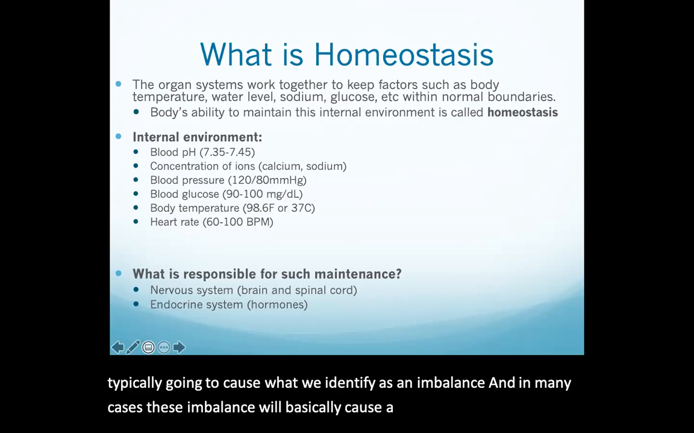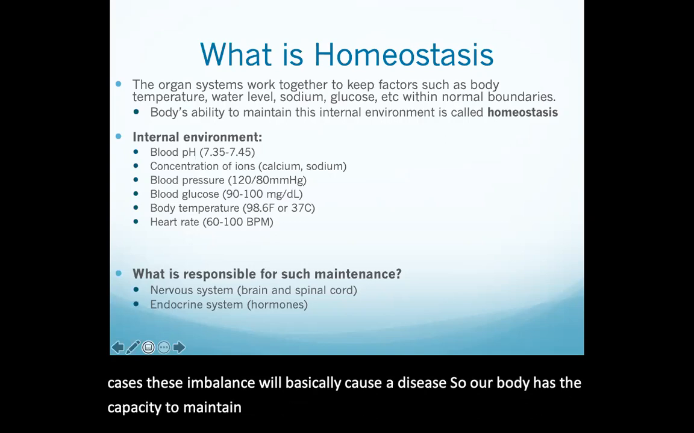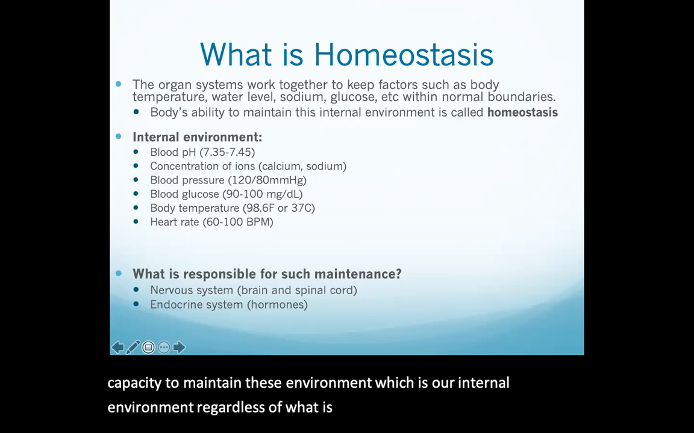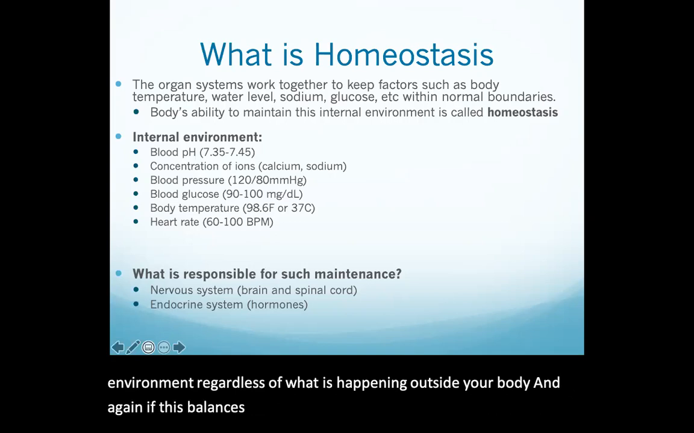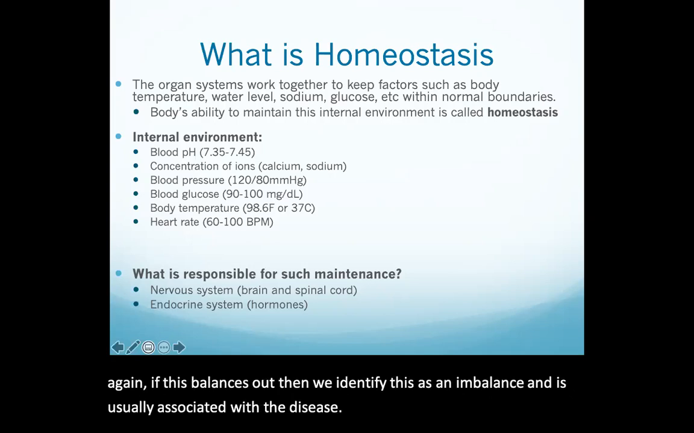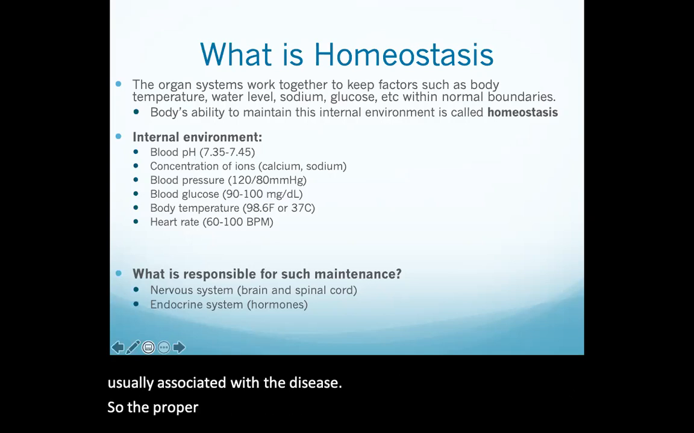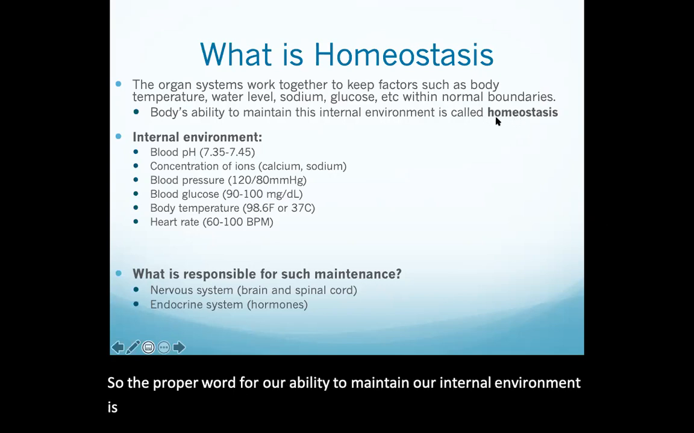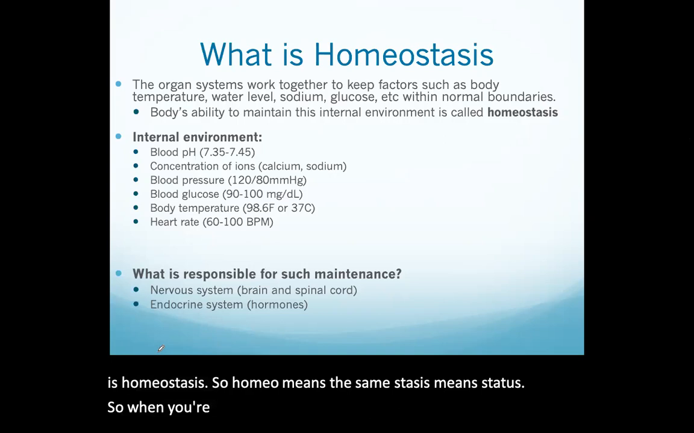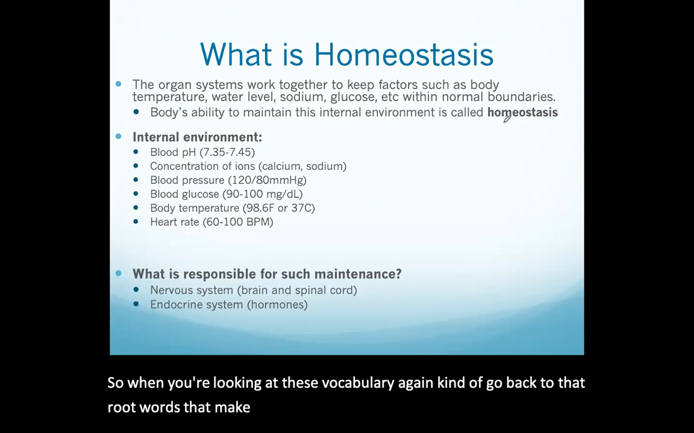So our body has the capacity to maintain this environment, which is our internal environment, regardless of what is happening outside our body. And again, if this balance is lost, then we identify this as an imbalance, and it's usually associated with a disease. So the proper word for our ability to maintain our internal environment is homeostasis. Homeo means the same, stasis means the status. So when you're looking at this vocabulary, go back to the root words that make the word, and that will help you understand the meaning of the word as well.